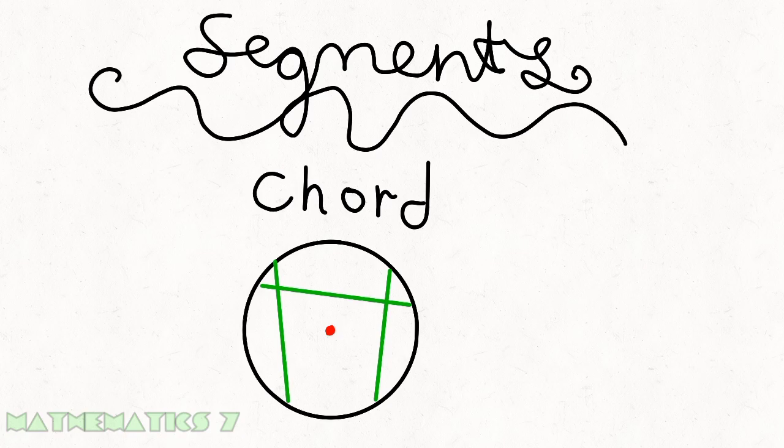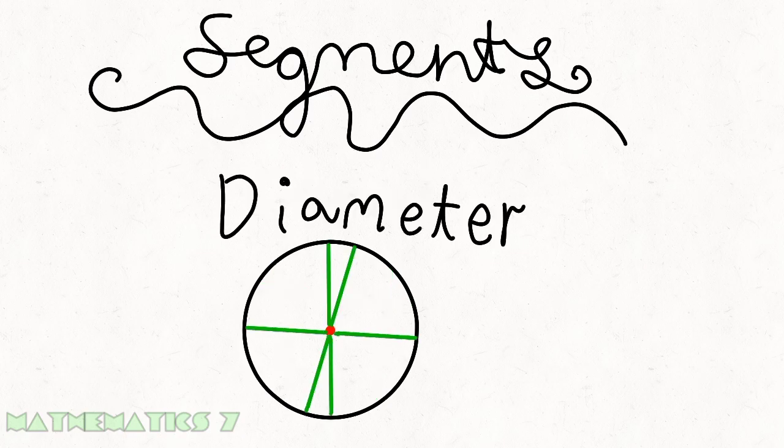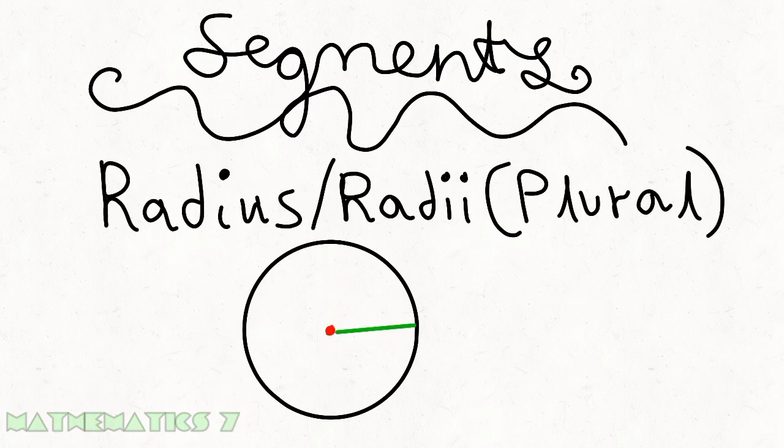the circle; diameter, a segment whose endpoints are any 2 points on the circle that passes through the center and is also the longest chord; and finally the radius, or radii in plural form. The endpoints are the center and any point on the circle; it is half the diameter.